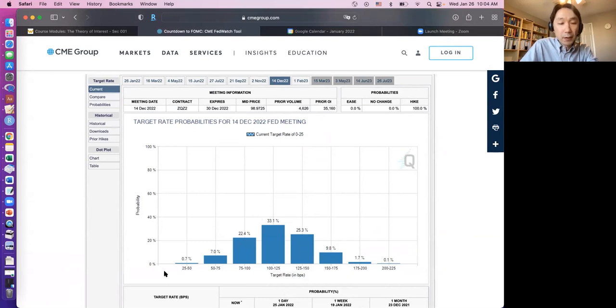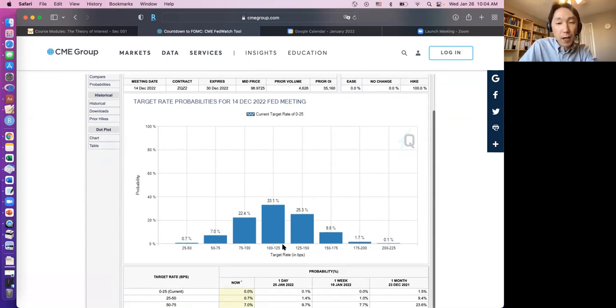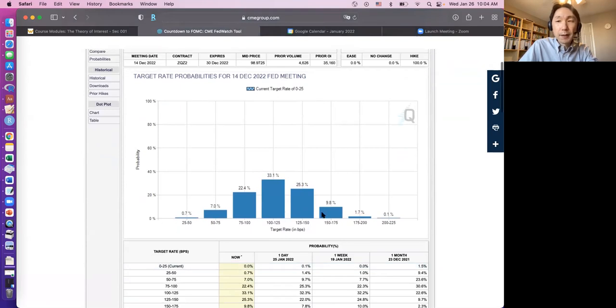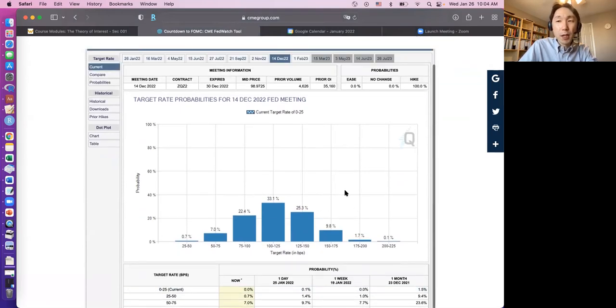Currently the interest rate is between 0 and 25 basis points. A basis point means one hundredth of a percent, so 0% to 0.25%. But in December, the median and also the mode is between 100 and 125 basis points. That means we will probably have 4 interest rate hikes of maybe 0.25% each. So I think this is the most accurate and most updated forecast.